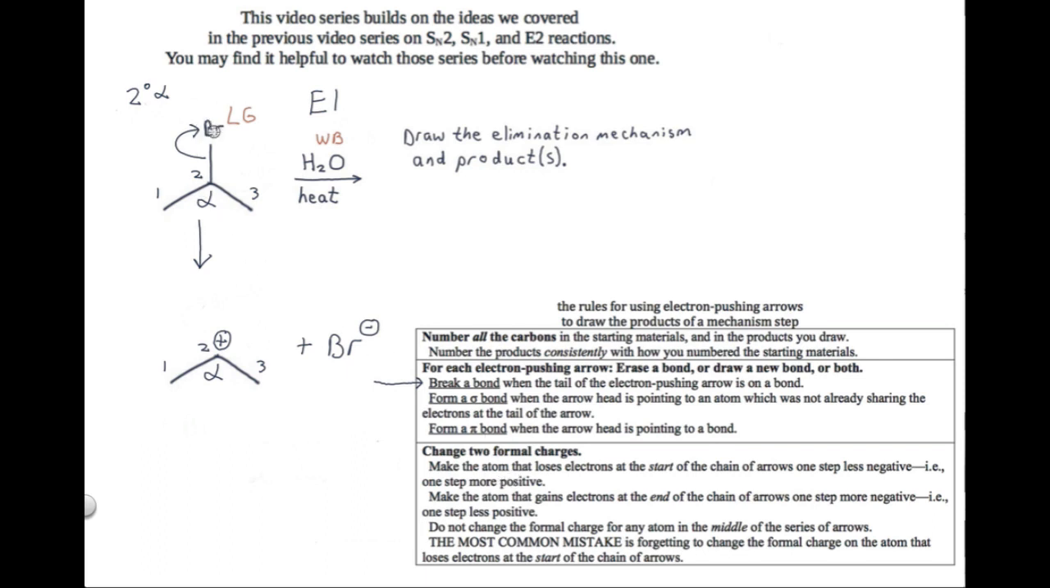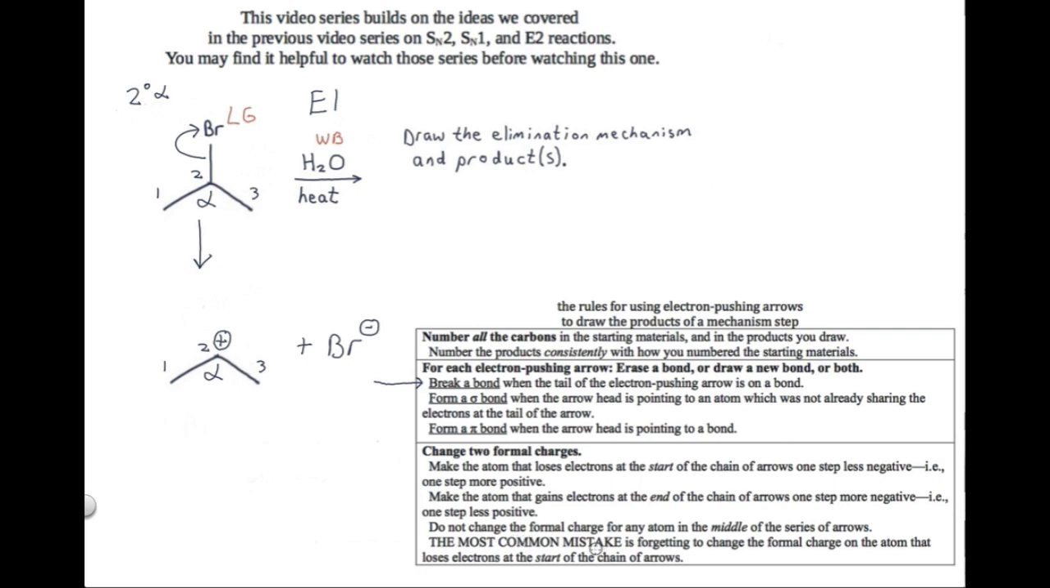Then at the end of the arrow, the bromine is gaining electrons. The bromine started neutral and gained electrons, so the bromine becomes one step more negative and ends up with a negative formal charge. Always make the atom that gains electrons at the end of the chain of arrows, or at the end of the single arrow, one step more negative.